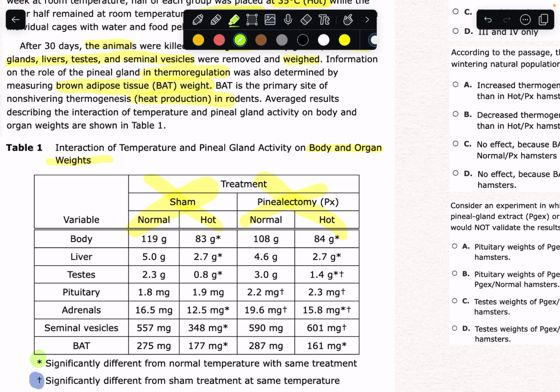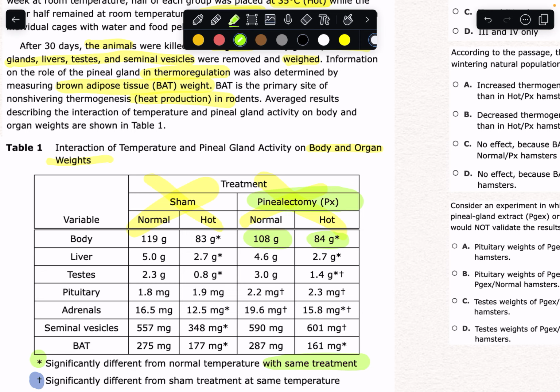So the star sign says star means significantly different from normal temperature with the same treatment, okay? For example, this is 84 gram with the star, right? So this means 84 gram is significantly smaller than normal temperature 108 grams with the same treatment. The same treatment is what? Is pinealectomy, right? The PX treatment.